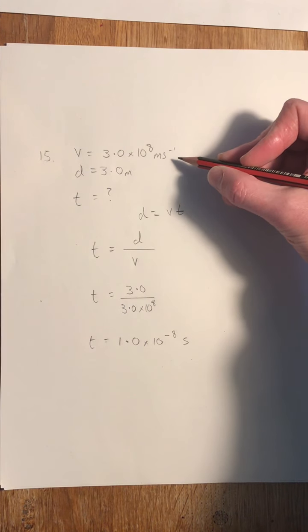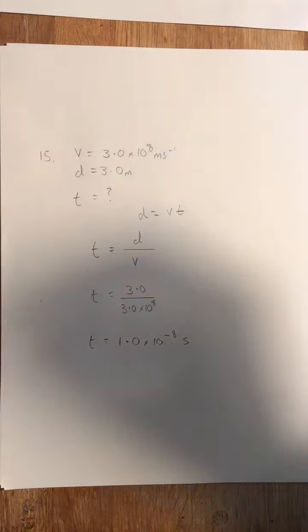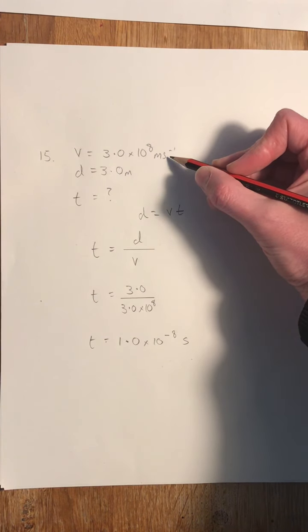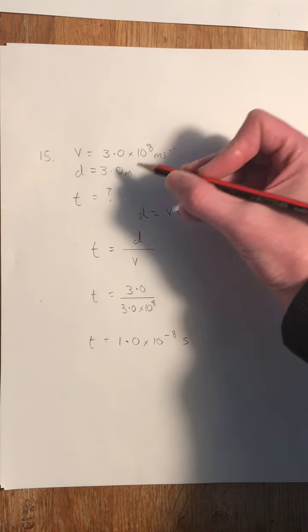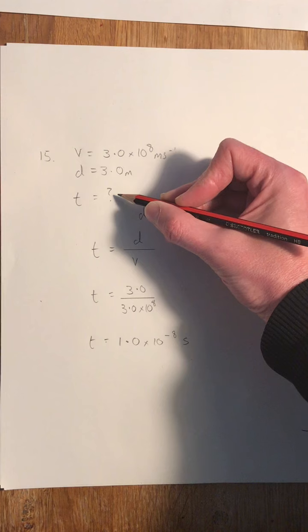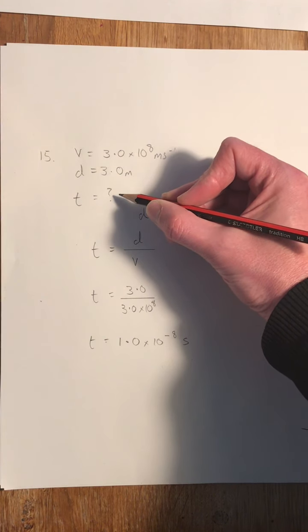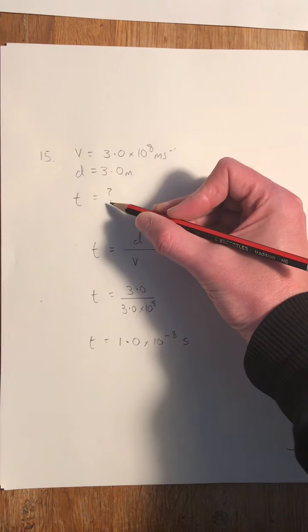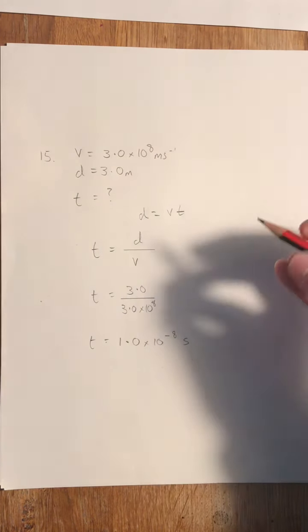The question doesn't tell us what the speed is, but it does tell us that it's infrared signals, and infrared waves are part of the electromagnetic spectrum, so they travel at 3 times 10 to the 8 metres per second. They're travelling a distance of 3 metres, and we need to work out how long it takes, or the time taken. So we've got everything we need there. We've got 2 values for speed and distance, and we're using that to calculate our unknown time.